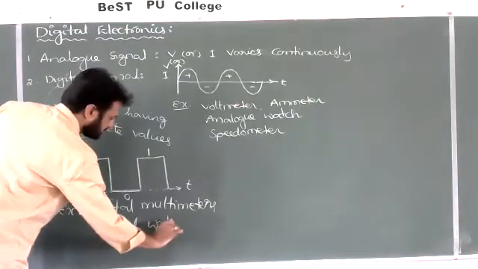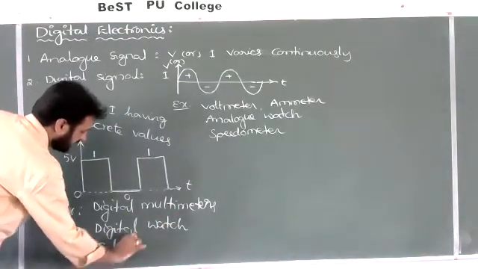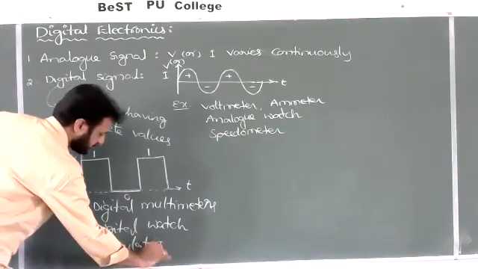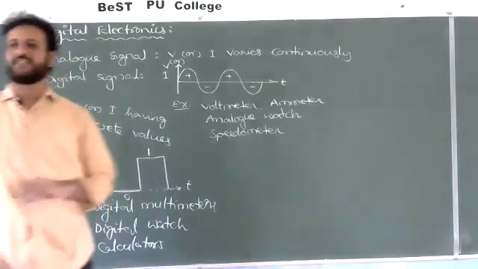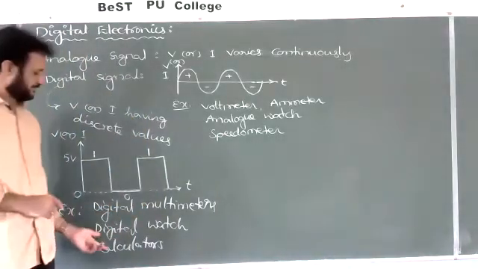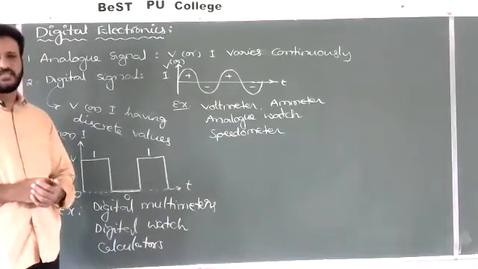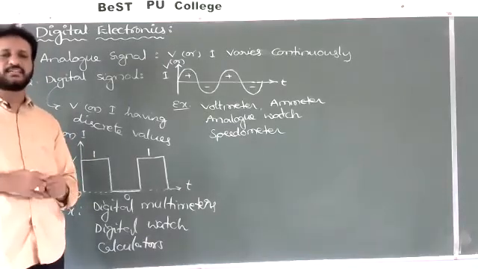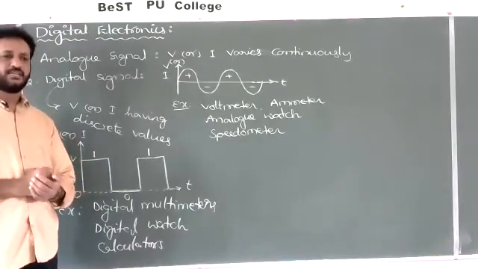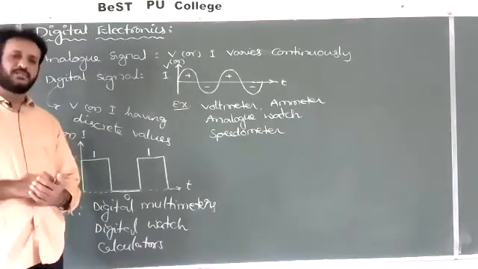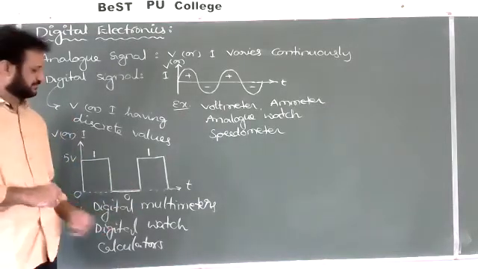Digital watch, or calculators. In the case of the calculator also, there will be only numbers, no continuously changing values, only discrete values. Or modern computers, or modern music systems. Almost all of them have digital circuits, or modern TVs, circuits inside the TV, or maybe inside a set-top box, all have only digital circuits.